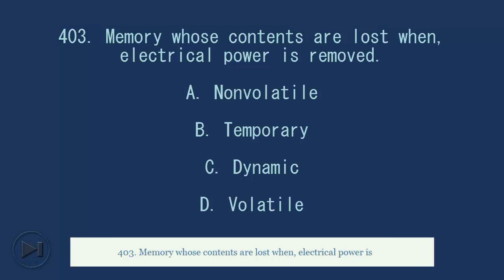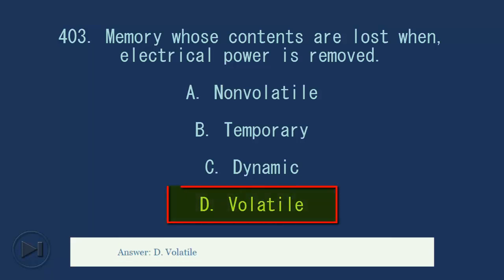403. Memory whose contents are lost when electrical power is removed. A. Non-volatile. B. Temporary. C. Dynamic. D. Volatile. Answer, D. Volatile.